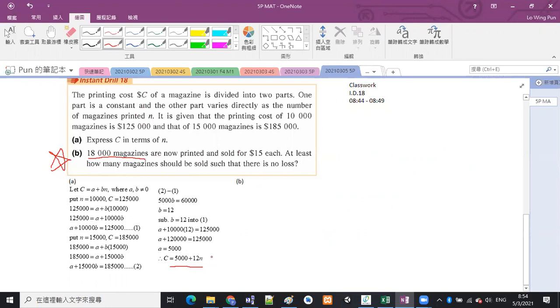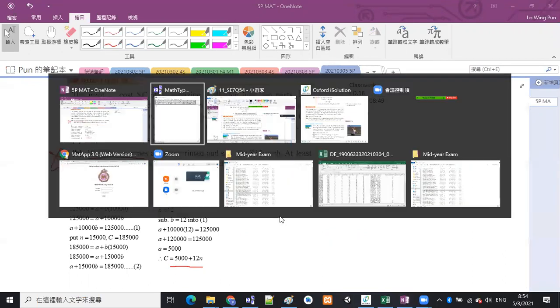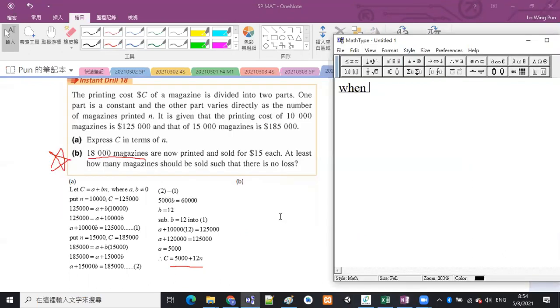Okay, let's calculate C first. When n is equal to 18,000, the C is calculated by 5,000 plus 12 times 18,000.